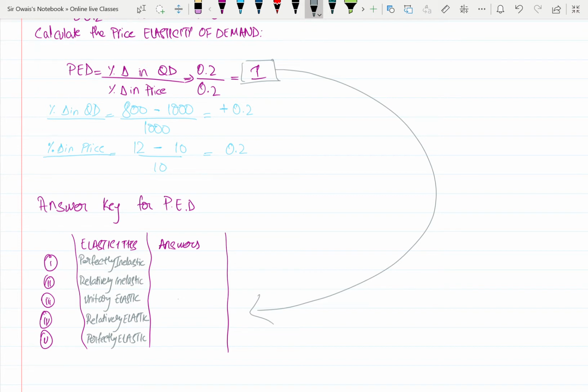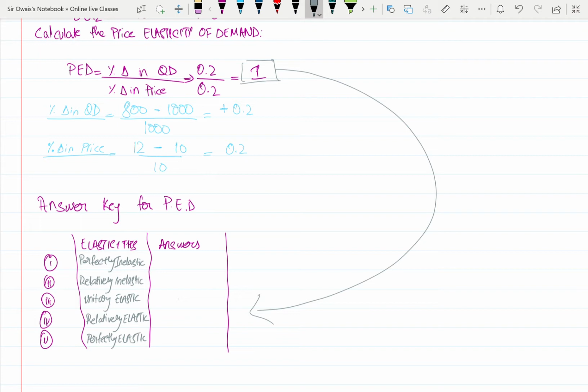Initially, you don't have enough knowledge of what is perfectly inelastic, relatively inelastic, unitary elastic, relatively elastic, and perfectly elastic. You don't have the knowledge about all these, so just bear with it for 2-3 minutes. I'll be explaining it in a while.